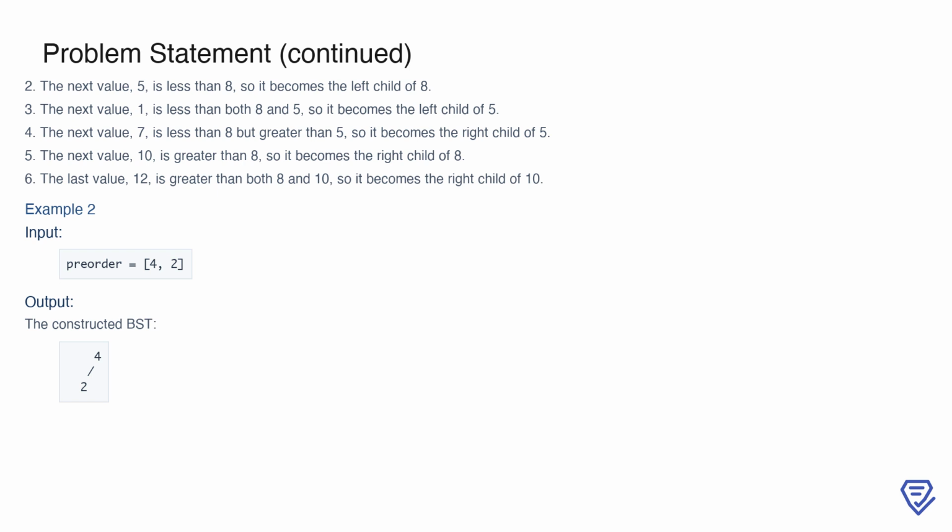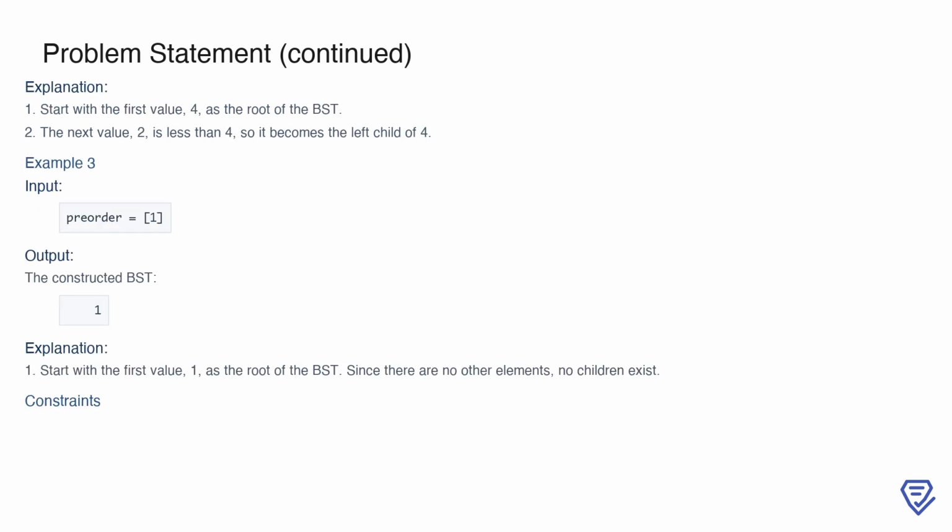In a similar way, the BST can be constructed for other inputs, such as the second example with preorder equals 4, 2. In the second example, we begin with the root node 4, which is the first value in the input. The next value, 2, is less than 4, so it becomes the left child of 4. Since there are no other elements, the BST is complete.